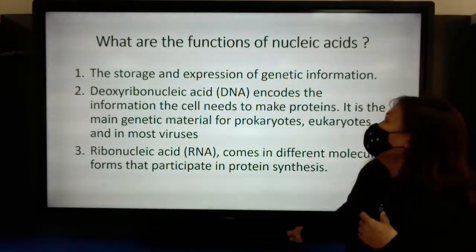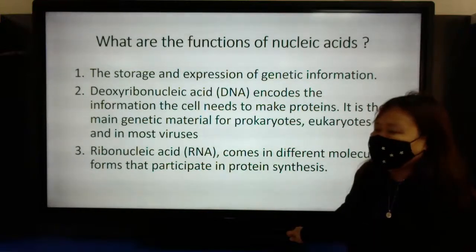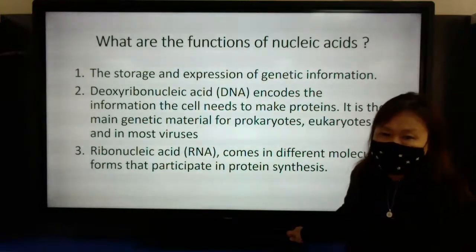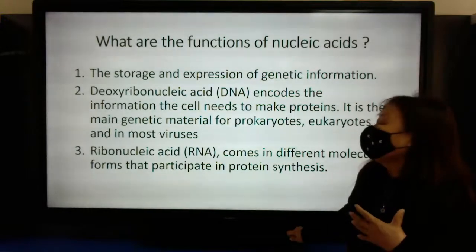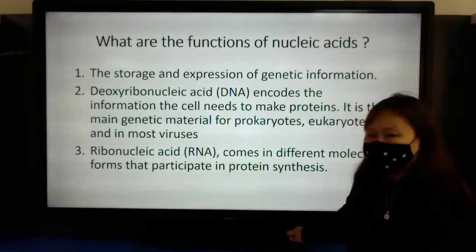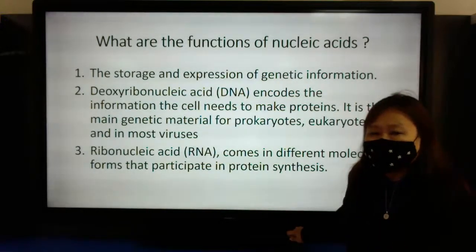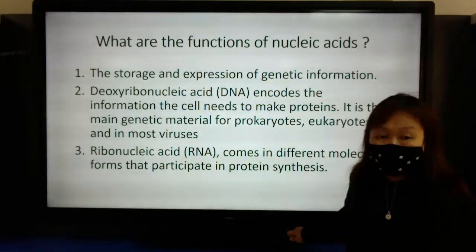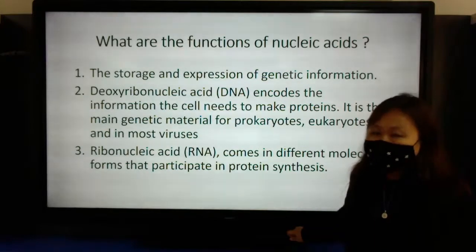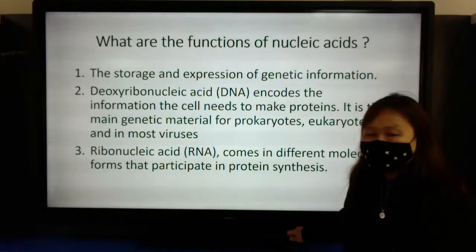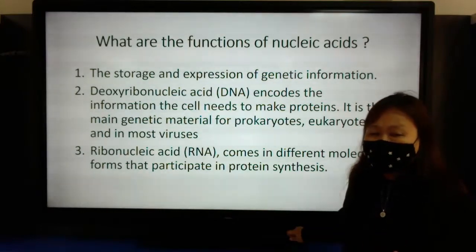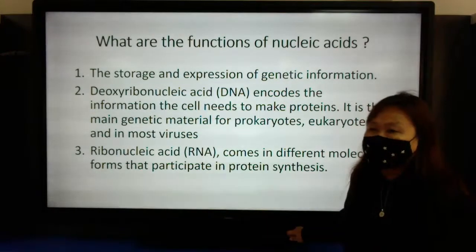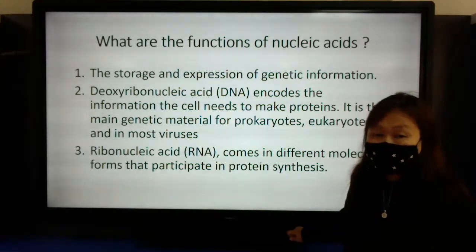So, nucleic acids serve as a storage material of genetic information. What is this genetic information? These are the traits that you inherit from your mother and father. If you remember the past lessons, these traits include hair color, eye color, color of the skin, height, IQ, and so on.